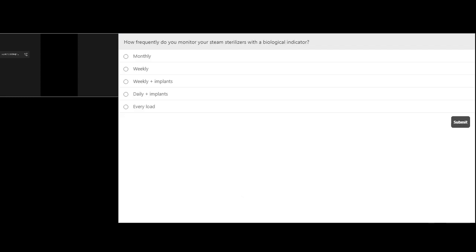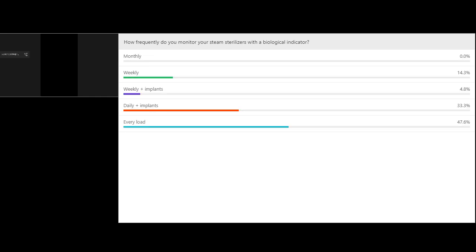I'm curious, at your facility, how frequently do you monitor your steam sterilizers with a biological indicator? Monthly, weekly, anytime you do an implant, daily plus implants, or perhaps you monitor every load? Okay, let's see our poll results. Okay, I see a mix here.